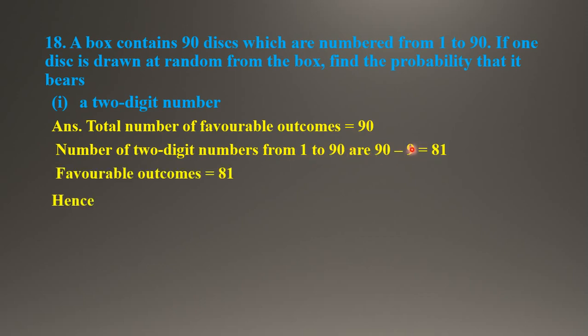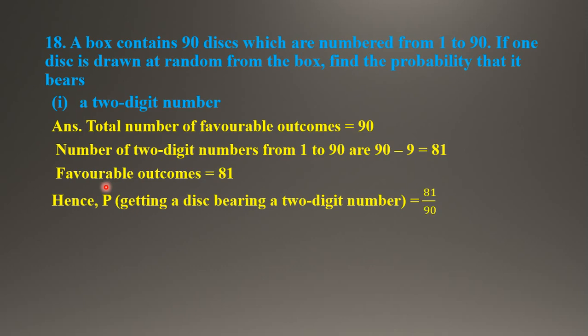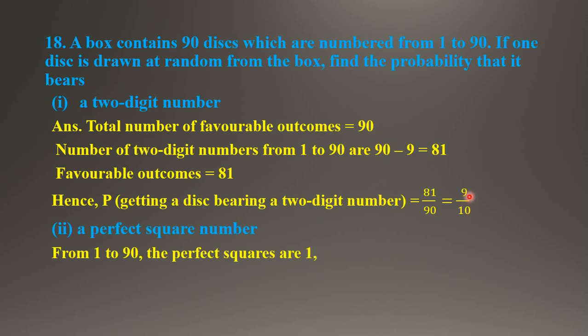We subtract 1, 2, 3, 4, 5 up to 9. In total there are 9 one-digit numbers, and the remaining are 2-digit numbers, 81. Therefore the favorable outcomes for this event are 81. Why? Because we have to find the probability of a 2-digit number. Hence the probability of getting a disc bearing a 2-digit number is 81 upon 90. After simplification we get 9 upon 10.